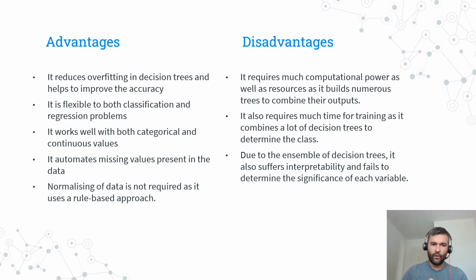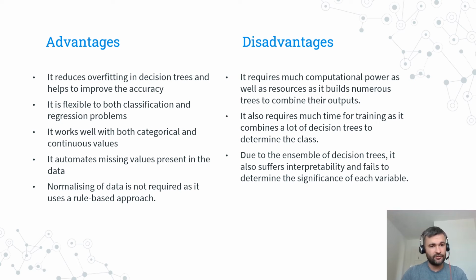So what are the advantages and disadvantages of a random forest? The advantages are that it reduces overfitting in decision trees and helps improve accuracy. It's flexible, both for classification and regression. It works well with both categorical and continuous values. It automates missing values when they're present in our original data set, and normalizing of the data isn't required as it uses a rule-based approach.